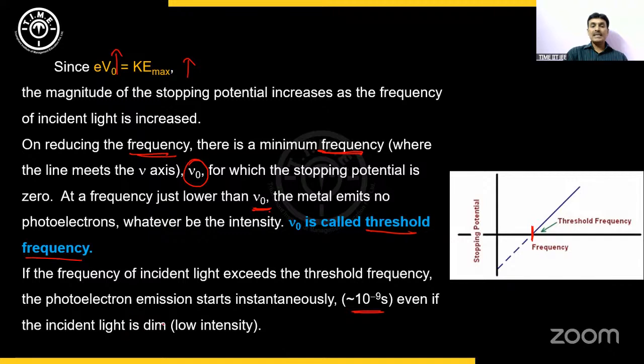Even if the incident light is dim. Dim means it is low intensity. What does it indicate? The low intensity light is light with a smaller number of photons, but that is not related to the energy of each photon. Dim light also possesses photons. If these photons possess sufficient energy to release the electron, photoelectric emission takes place. But dim light, or light with low intensity, indicates there are fewer photons, which causes fewer electrons to be emitted.